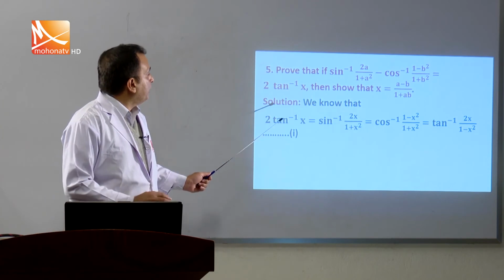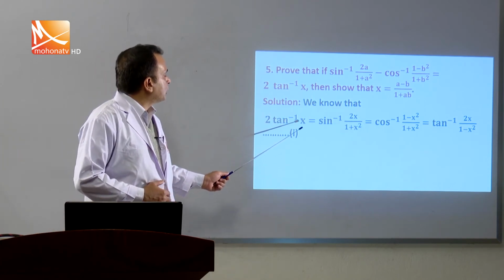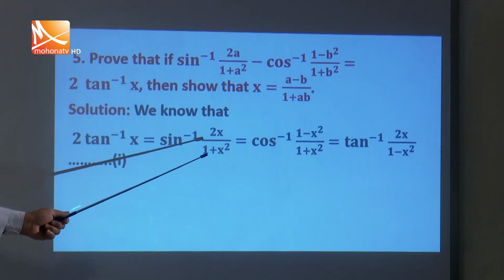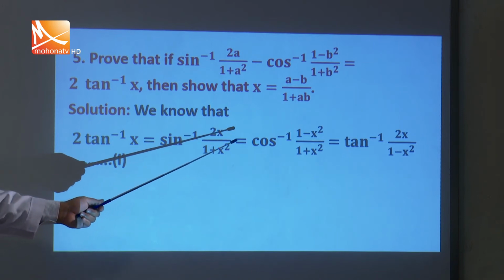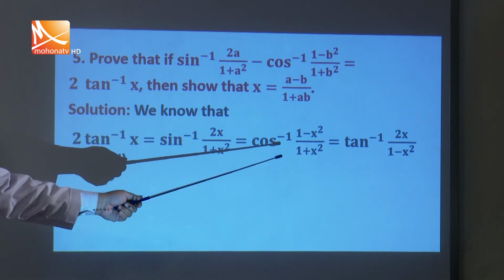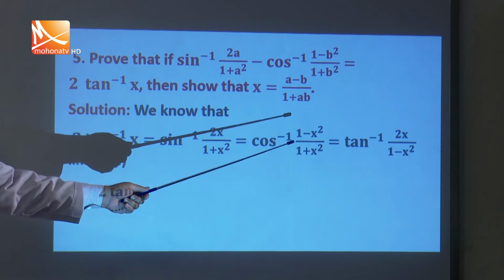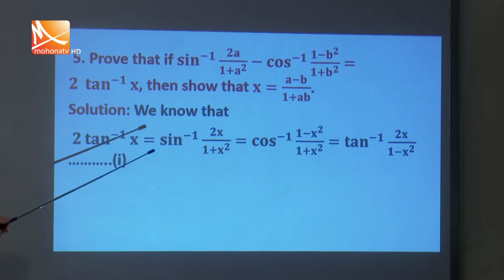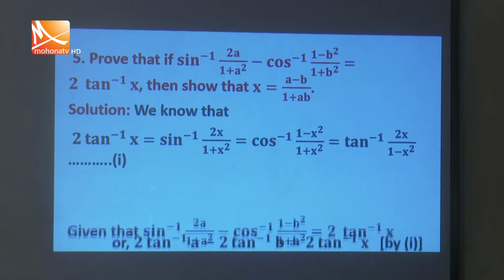We have already learned a formula like this: 2 tan inverse x equals sin inverse 2x by 1 plus x square equals cos inverse 1 minus x square by 1 plus x square equals tan inverse 2x by 1 minus x square. This is the relation number 1. Okay, you just see that next one.